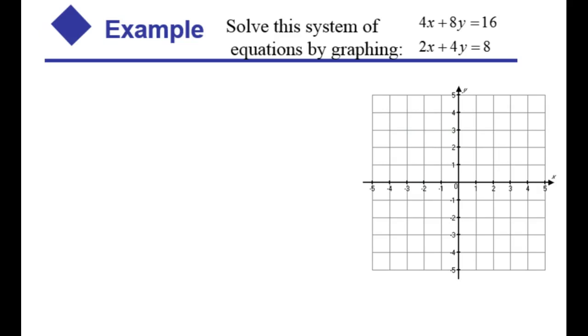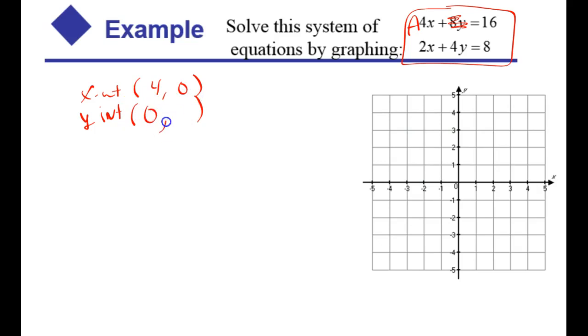So let's look at another example. I'm going to graph line A in red using x-intercepts and y-intercepts. So to find an x-intercept, I let y be 0, which will wipe out the 8y term. If I divide by 4, I'll get a 4 for the x term. Then I'll go back and I'll let the x term be 0. And if I let x be 0, that'll wipe out the 4x. And if I divide through by 8, I'll get a 2.